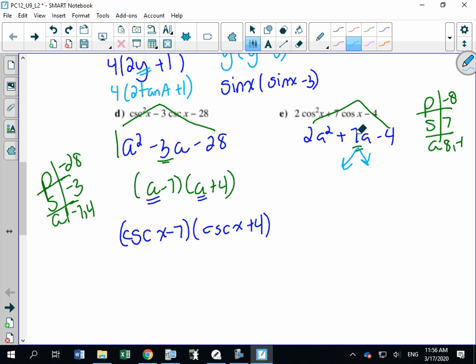Always say to yourself, how do you get 7A's based on this answer? Well, it should be simple: 8A minus 1A. 8A minus 1A is 7A. Bring down that negative 4, bring down that 2A squared, and you have 4 terms.